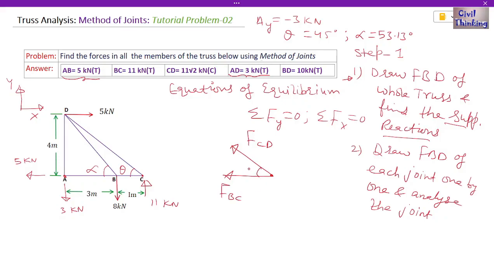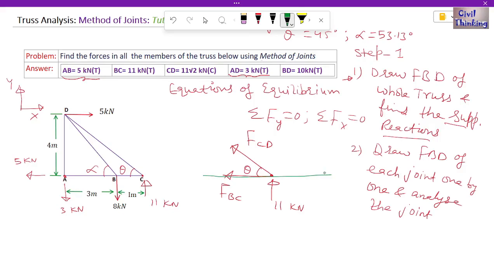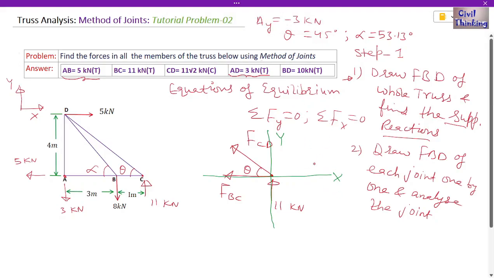And we have this angle theta here, right? And also we have an 11 kilonewton force upwards, okay? So we also have to write this, okay? Now we actually first need to draw the coordinate axis, okay? And I always forget to draw the coordinate axis, so I have to write it after the free body diagram, okay? So this is our coordinate axis.